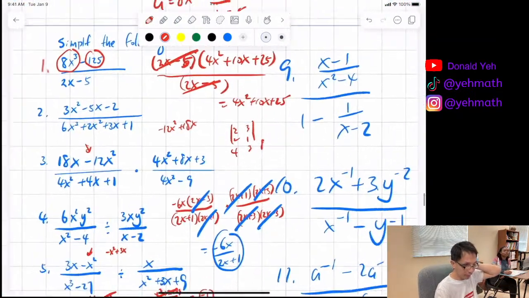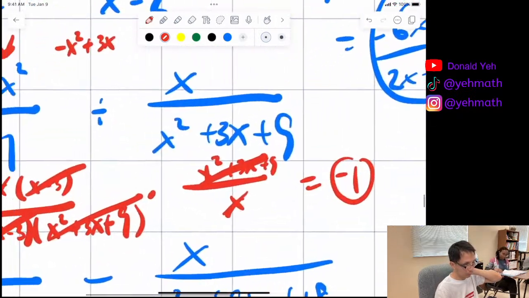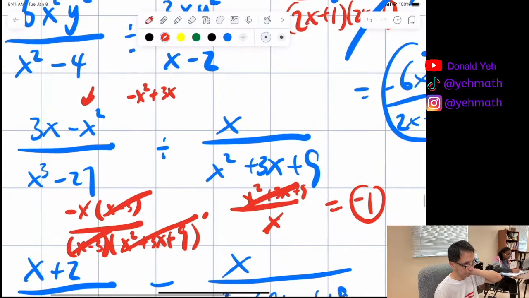Can you zoom in on number 5? For number 5, just factor the cube. Pretty much this test is about factoring. And can you do conjugate? Can you do these things?